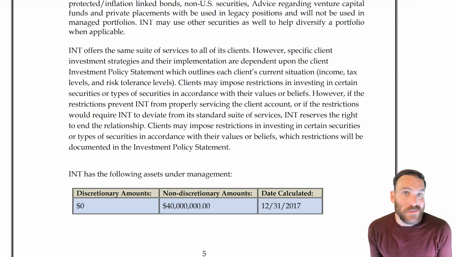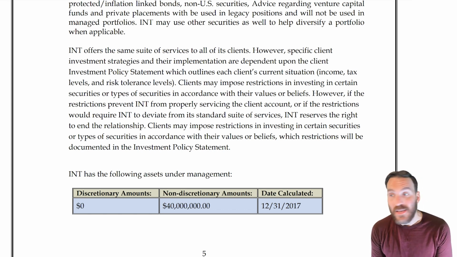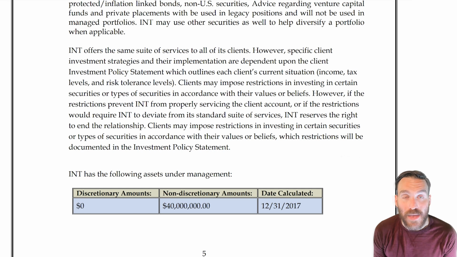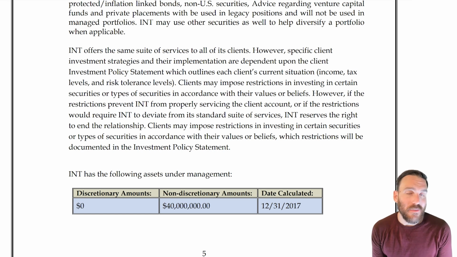This investment advisor doesn't do any of that. All of their assets under management are non-discretionary, which means they give advice and say, hey, here are the things I think you should do in your account. Here's a plan. Are you okay with me implementing this plan? So a non-discretionary type of account would mean that they have to get approval before taking part in any kind of transaction with a specific client.